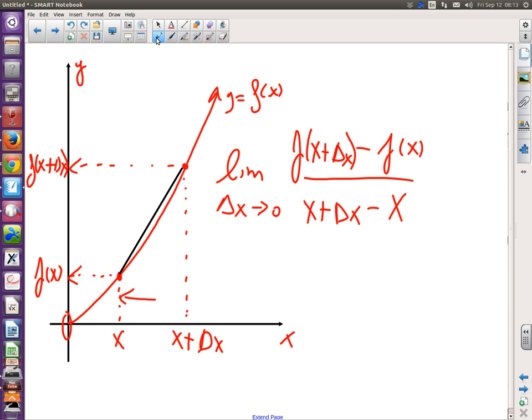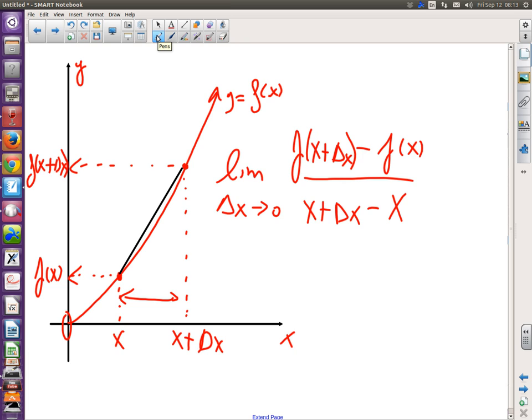As this distance from here to here gets smaller and smaller, the delta x is changing, not the x. This point up here slides down the curve, and the slopes of the secant lines get closer and closer to the slope of the tangent line. In the limit, that's what you get, the slope of the tangent line. That's the derivative. The slope of the tangent line is the derivative, right?